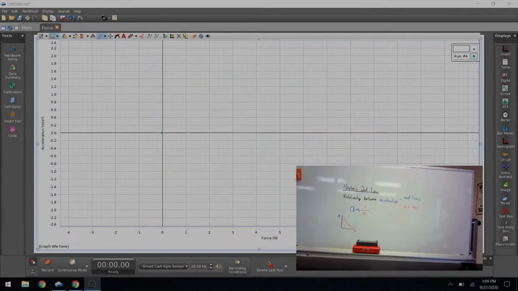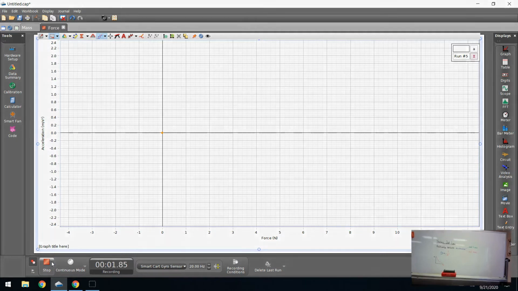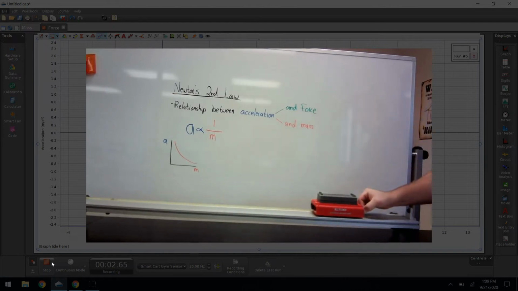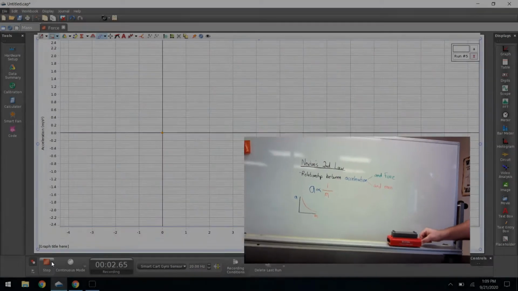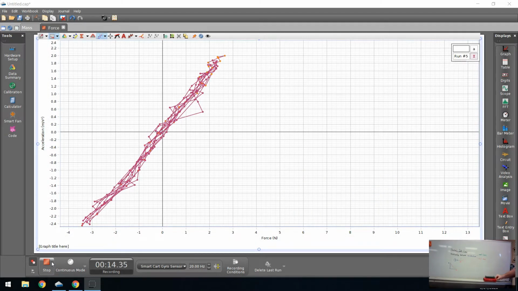And so on the Capstone program, I've got a graph of acceleration on the y-axis and force on the x-axis. And so when I press record, nothing happens at first because I'm not doing anything. So let's push and pull on this. I'm just pushing and pulling it at random. And what you'll see on the graph is this really nice straight line.